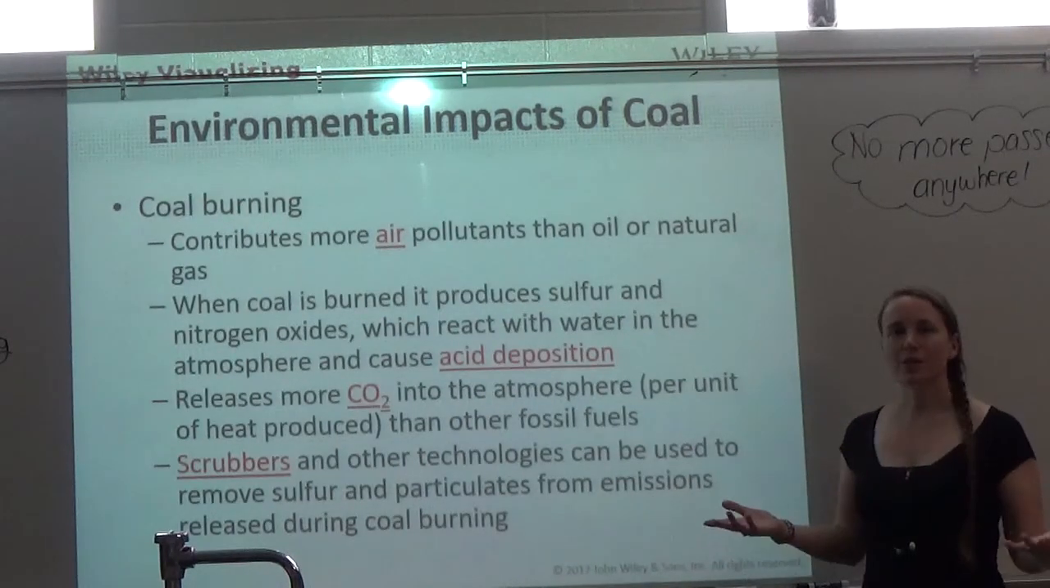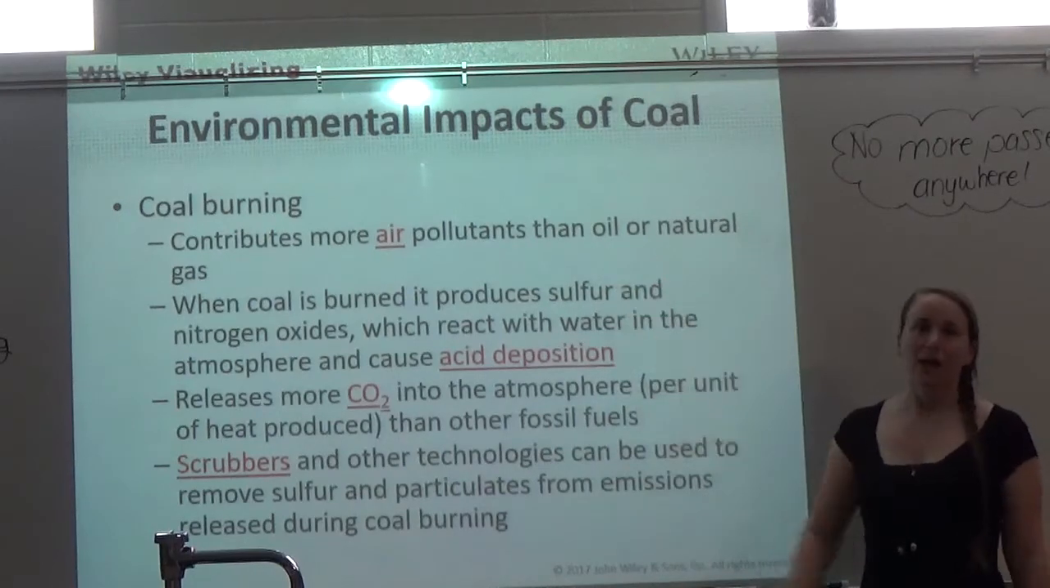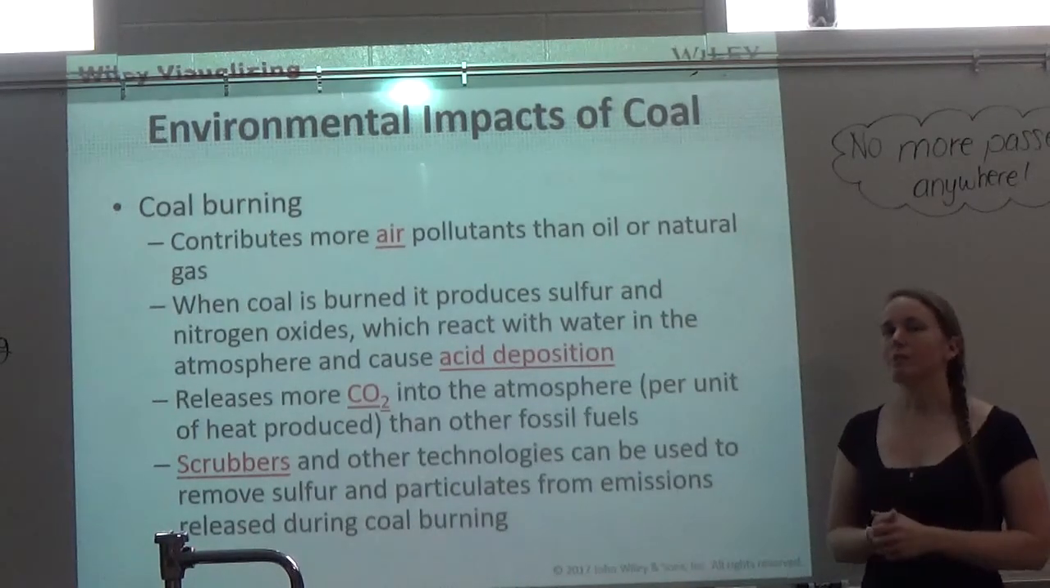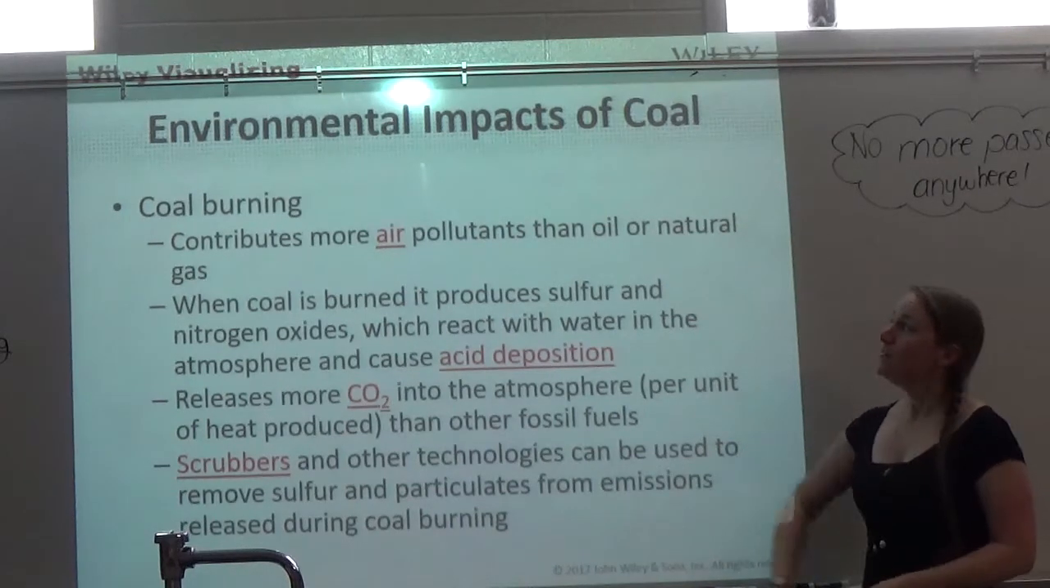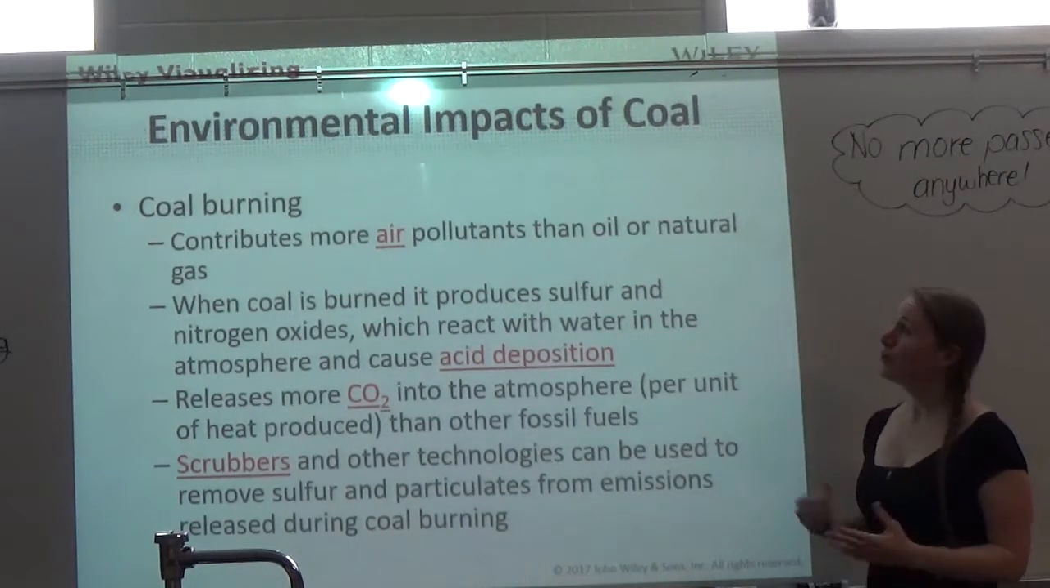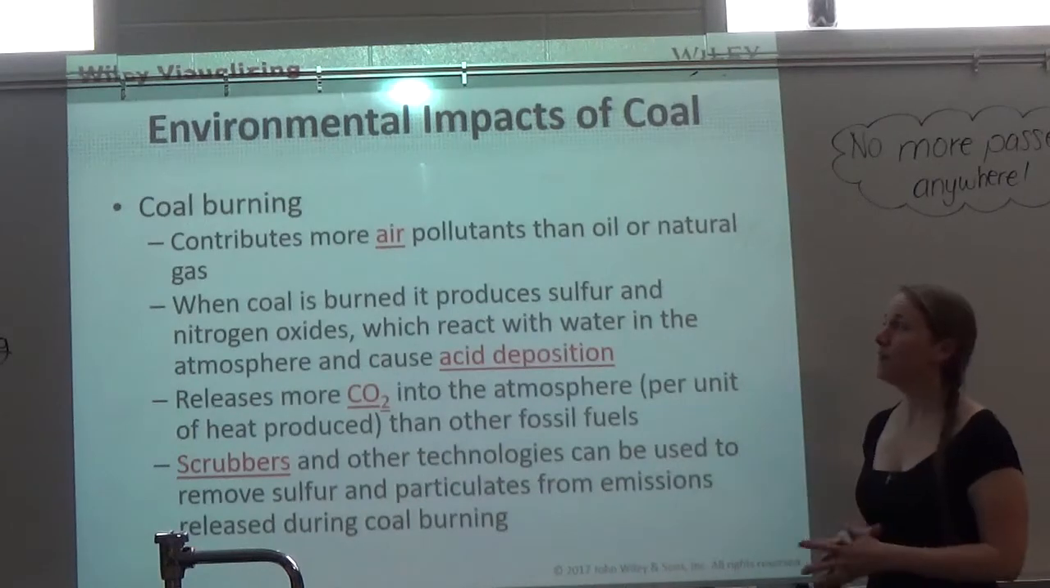So what do we do with the coal when we get it? Well, we burn it. All right, that's what we do with all our fossil fuels, is we burn them, and that's where all those emissions for greenhouse gases and things come. So it contributes to more air pollutants than oil or natural gas, which we'll talk about both of those.